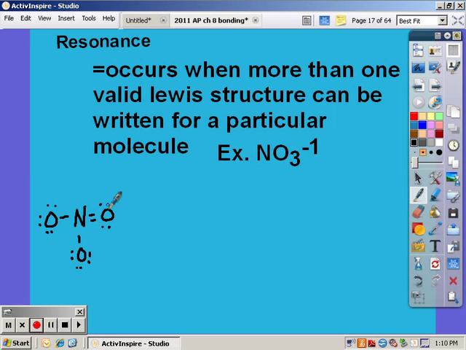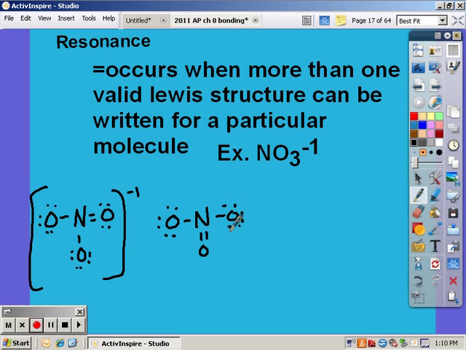Your Lewis structure should have looked like this. Notice though, I have my double bond on the right oxygen. I easily could have had it on the bottom oxygen, and it would have looked like this. Or I could have had it on the left oxygen and made it look like such.